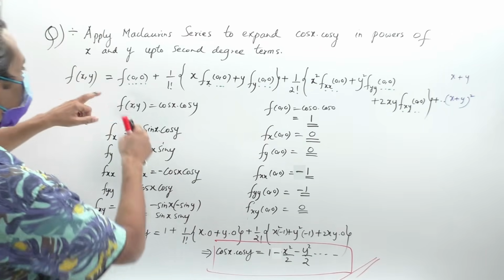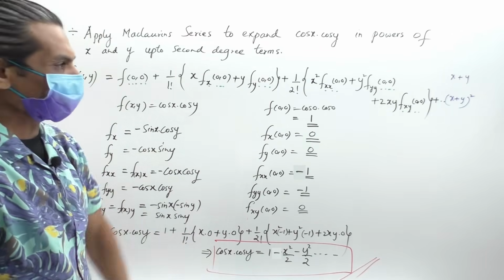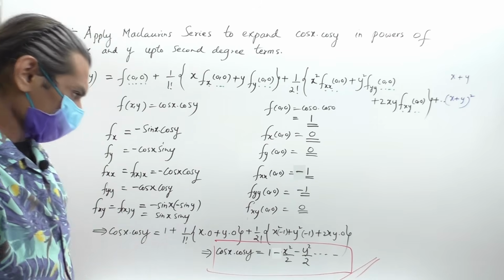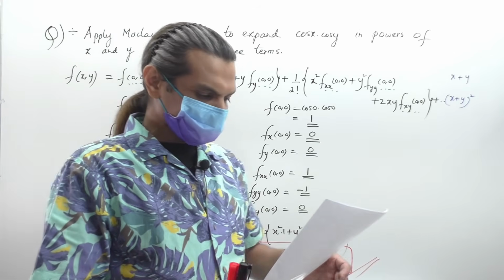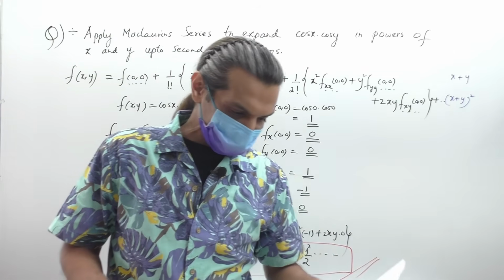But first you need to write this compulsorily. If you don't write this expansion, they won't give marks. So that's all. I hope you understood this question here. That's question number 2C, 7 marks.